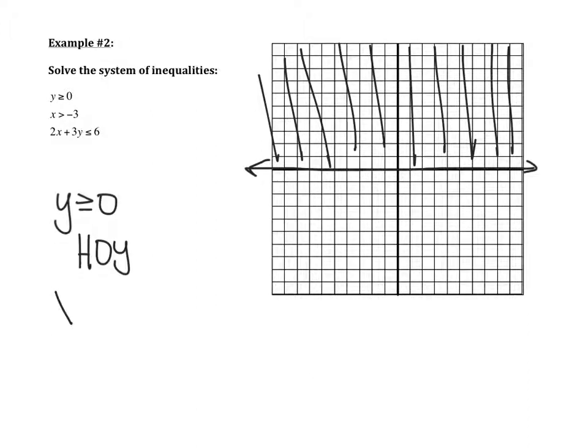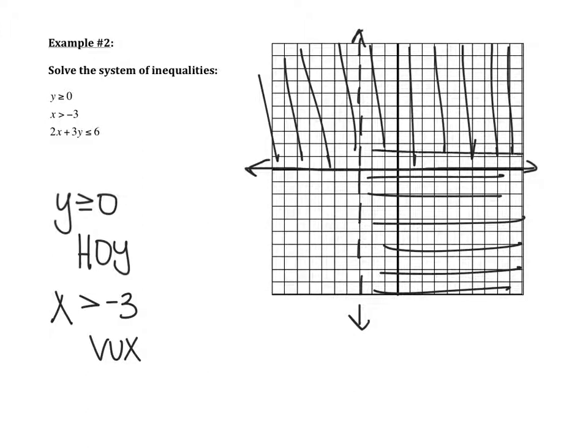Next I have x is greater than negative 3. This would be a VUX problem since I only have an x in my equation, so it's going to be a vertical line through x equals negative 3, but this time it's going to be a dashed line since it's not equal to, and I'm going to shade to the right of it because numbers that are greater than negative 3 would be to the right of negative 3. So again, a dashed line going through x equals negative 3, and I'm going to shade to the right of it. So you can see here, this is my dashed line, and again, numbers that are greater than negative 3 would be to the right of negative 3, so I'm going to shade this way, designating that area for my shaded areas.